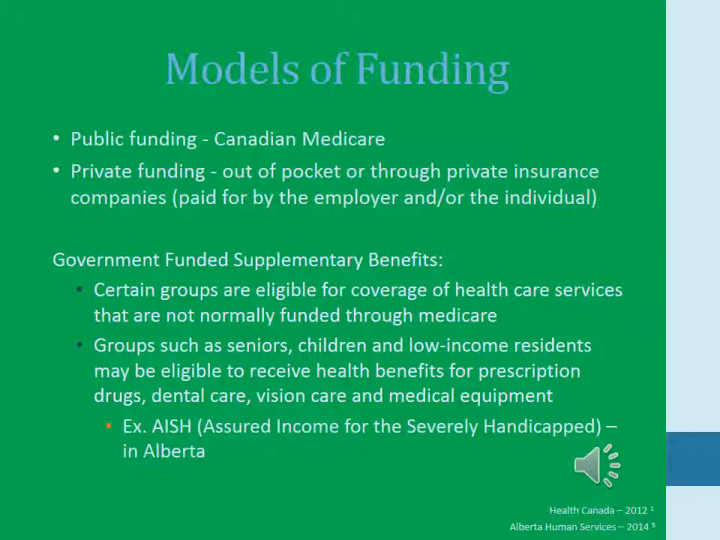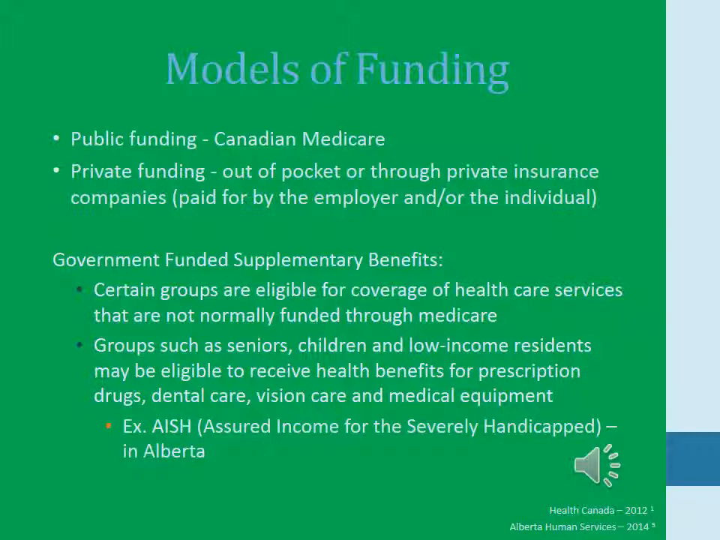Healthcare can either be funded publicly through Canadian Medicare or privately through out-of-pocket payments or through private insurance plans, which are paid for by the employer and/or the individual. Government-funded supplementary benefits are also provided to certain groups that are eligible for coverage of healthcare services that are not normally funded through Medicare. Groups such as seniors, children, and low-income residents may be eligible to receive health benefits for prescription drugs, dental care, vision care, and medical equipment.